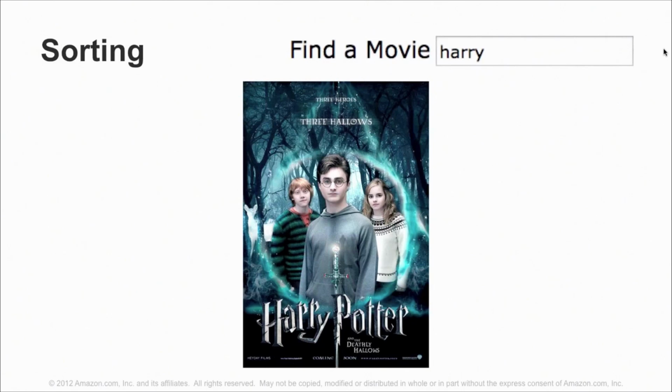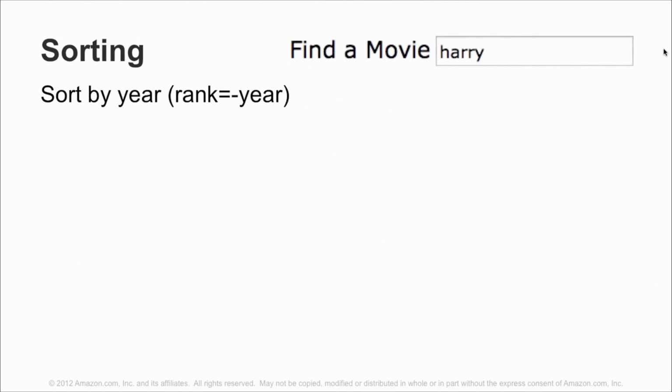So we're going to move from ranking now into sorting, and we're going to come back to our Harry Potter example. And if I search for Harry, I can sort not only by the text relevance or rank expressions, I can sort directly by fields on my documents. I can choose to sort by year, I can choose to sort alphabetically by text fields, and I do this by specifying the query parameter rank equals. In this case, I've said negative year. The default sort order is ascending. Negating it provides me a descending sort. So rank equals negative year will sort all of my search results for Harry descending by year.